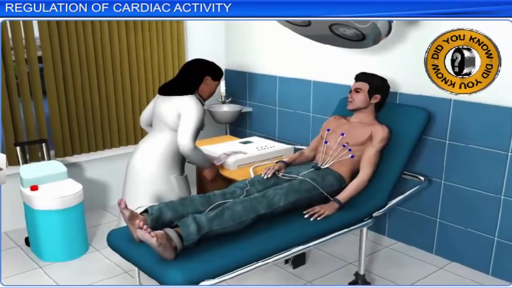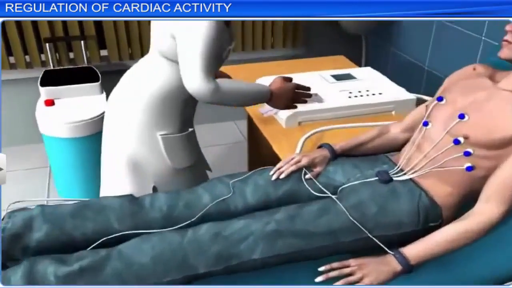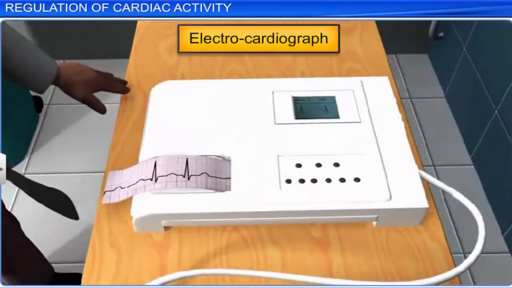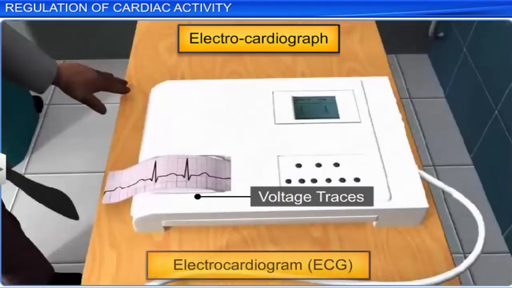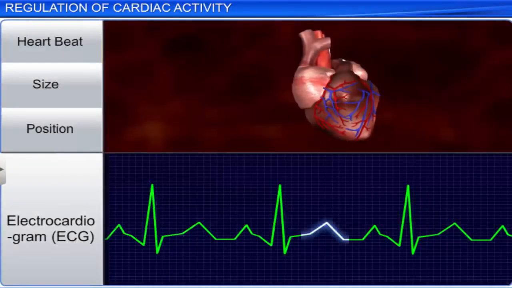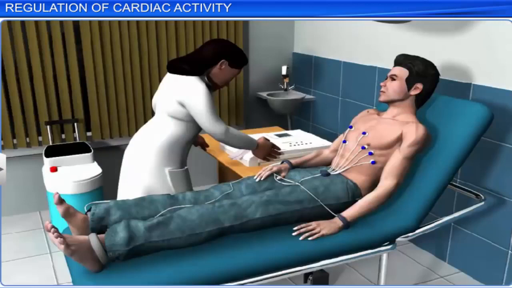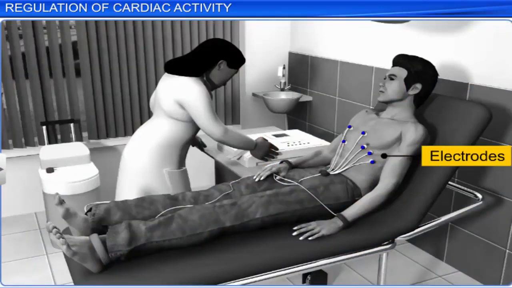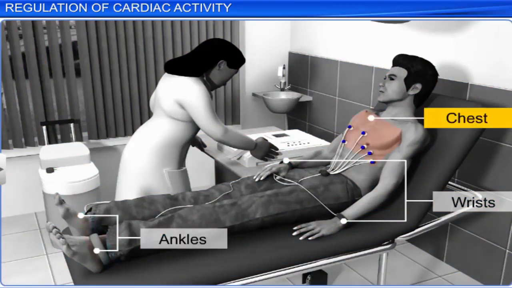Did you know that cardiac activity can be measured using an instrument? The instrument used is called an electrocardiograph, which records the electrical activity of the heart as voltage traces. This recording is called an electrocardiogram or ECG. It provides information on the rate of heartbeat and the size and position of the chambers of the heart. An ECG is taken by attaching electrodes from the instrument to the patient at the wrists, ankles, and on the chest.